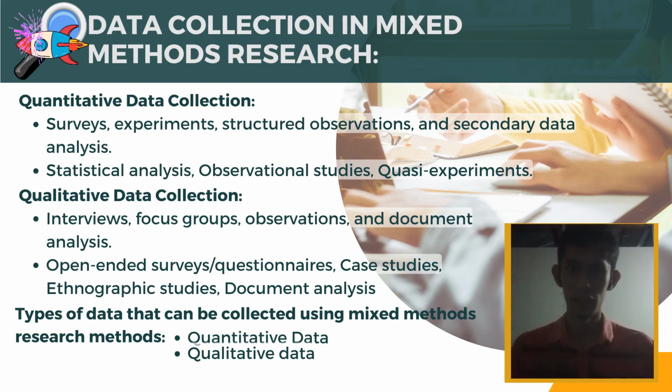So what types of data can mixed methods collect? The types of data that can be collected using mixed methods research include, first, quantitative data. Quantitative data is data that is collected and analyzed using numerical and statistical methods. Quantitative data can be used to measure variables such as student achievement, teacher instructional practices, and classroom climate. And lastly, qualitative data. Qualitative data is data that is collected and analyzed using words and text.